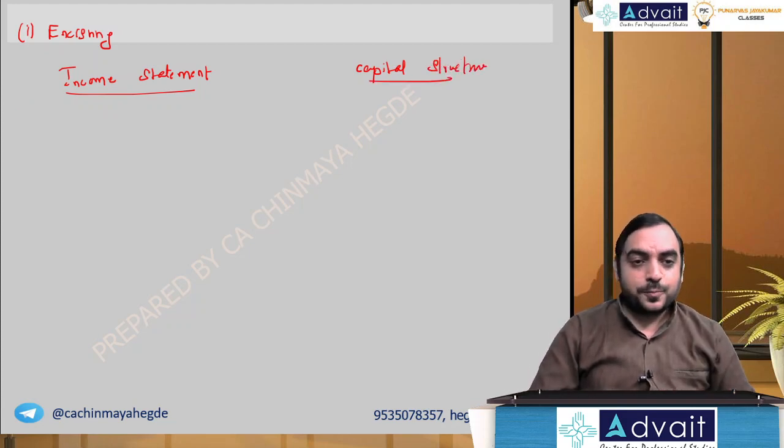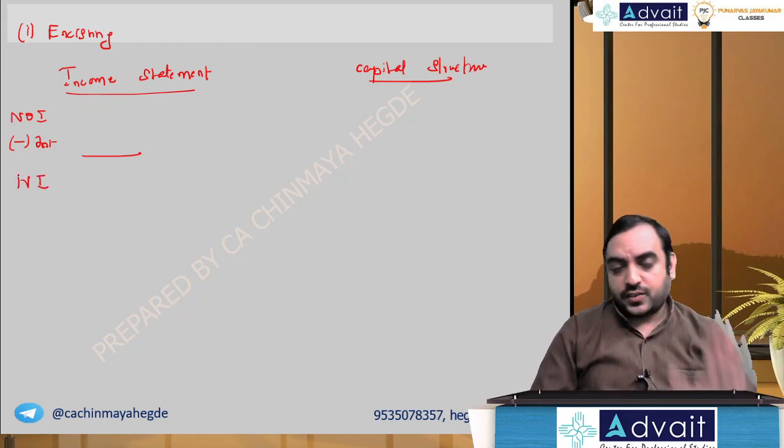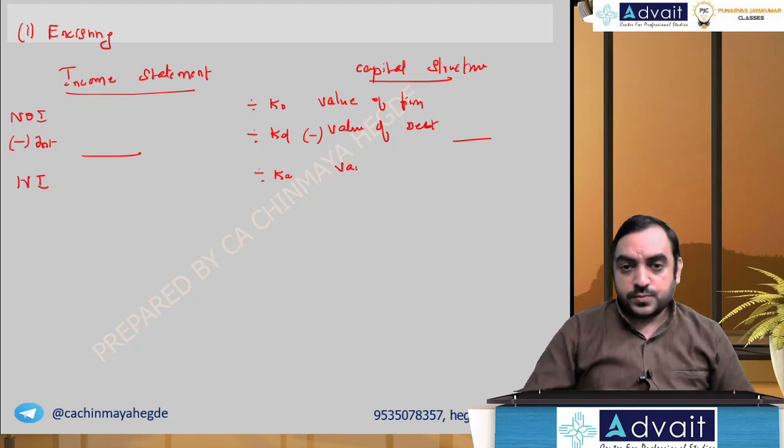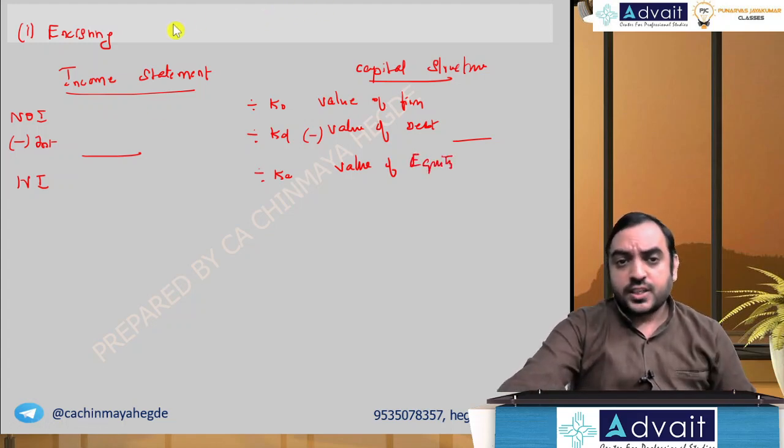In the income statement we will write net operating income minus interest, which gives net income, no tax. This you divide by cost of capital, you get the value of the firm. Interest you divide by cost of debt, you get the value of debt. From the value of the firm, you can subtract the value of debt, or net income you divide by cost of equity, that will give you the value of equity. Write down the format, we'll fill in the numbers.